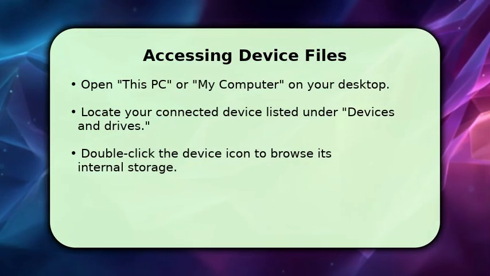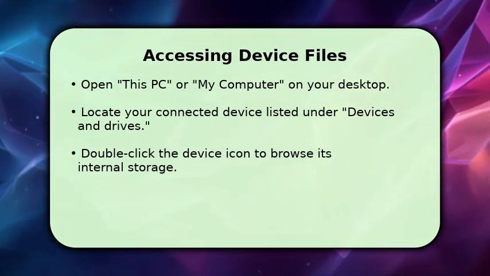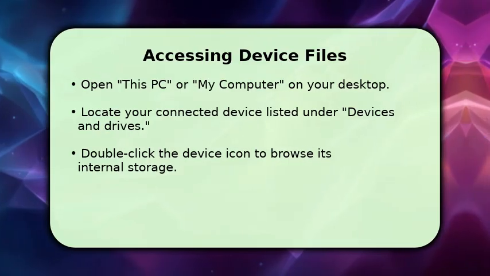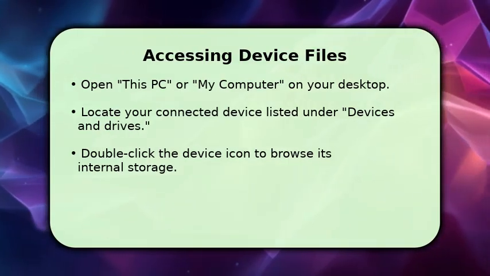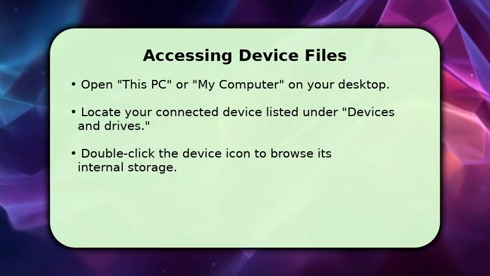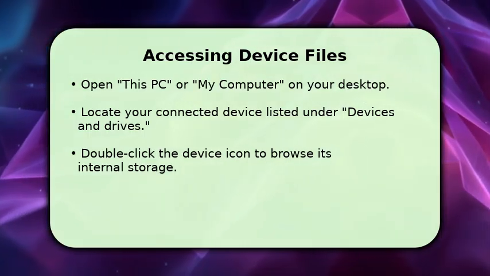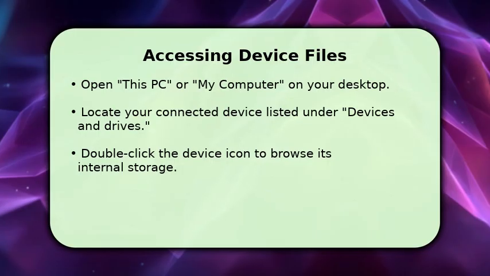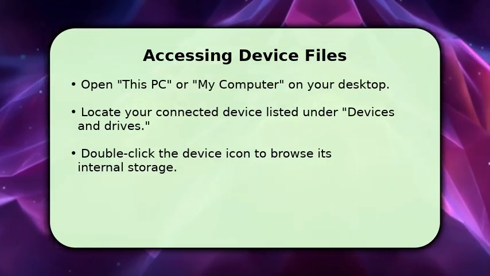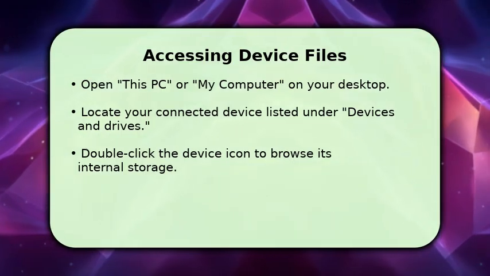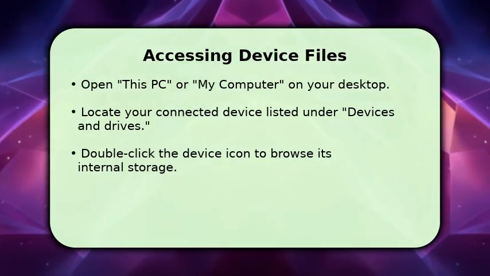With File Transfer enabled, you can now access your device's files from your computer. Open This PC or My Computer on your Windows desktop or Finder on a Mac. You should see your mobile device listed as a portable device or drive. Double-click on its icon to open it. You'll typically find folders like DCIM for photos, downloads, and other directories containing your device's data.